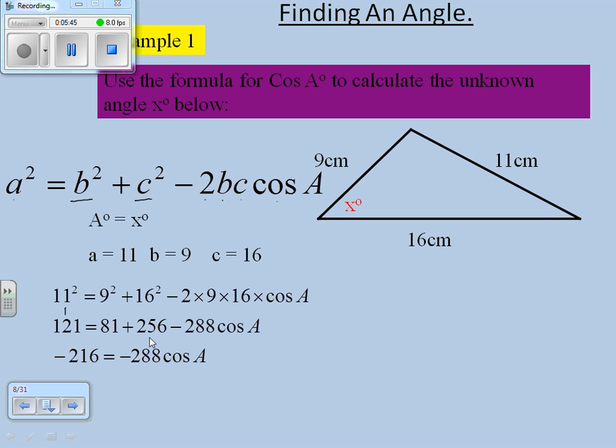I'm working all of this out. I've done 121, take away 81, take away 256 to get that bit there. My next line now I'm going to do divide by 288, gives me cos A. This actually works out to be minus a quarter. And when you do the inverse cos of minus a quarter, you get 41.4 degrees.